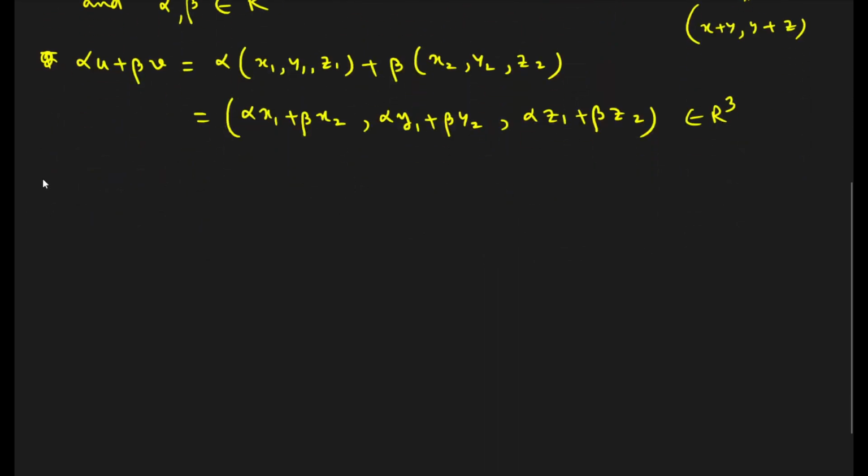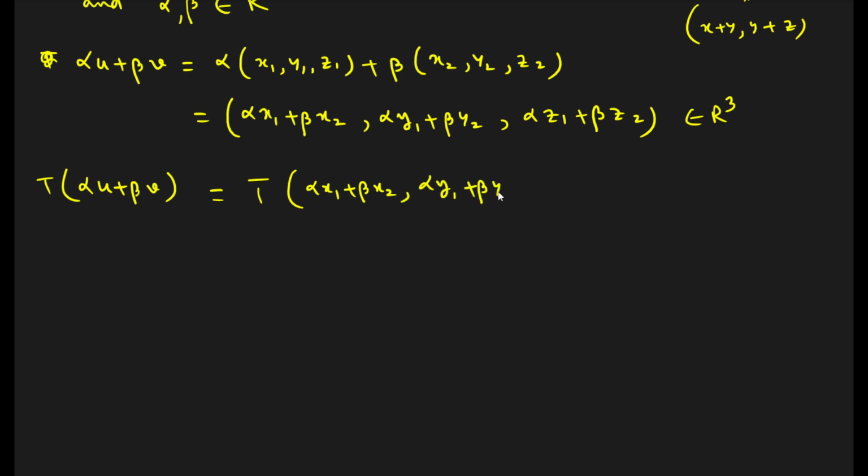Now find the transformation, alpha u plus beta v. So it's T of alpha x1 plus beta x2, alpha y1 plus beta y2, then alpha z1 plus beta z2. Now see, this is our x, okay? This term is x, this term is y, and this term is z. So it looks like this, T of x comma y comma z.